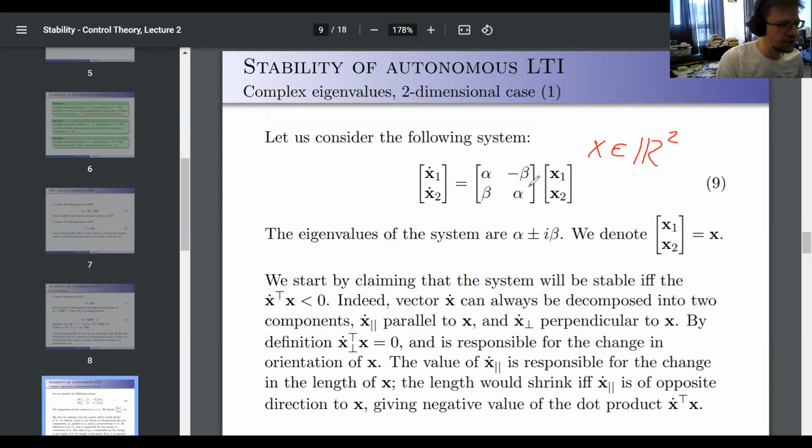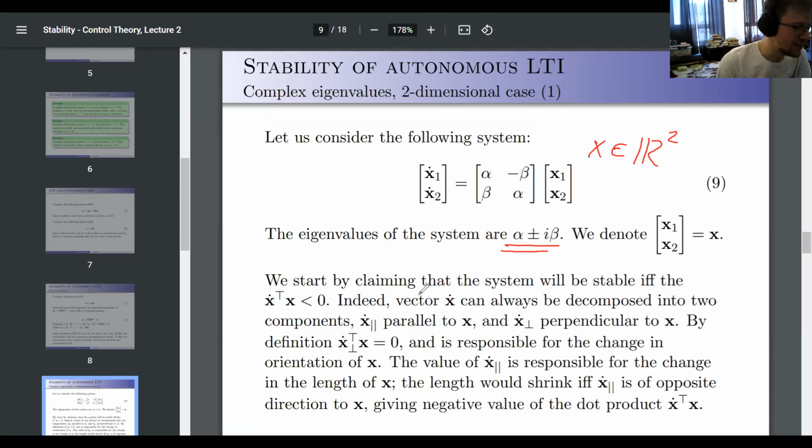And you have this matrix. Eigenvalues of this matrix are alpha plus or minus i beta. So they are complex. This matrix has complex eigenvalues. So we already cannot use our previously derived criteria. Okay.